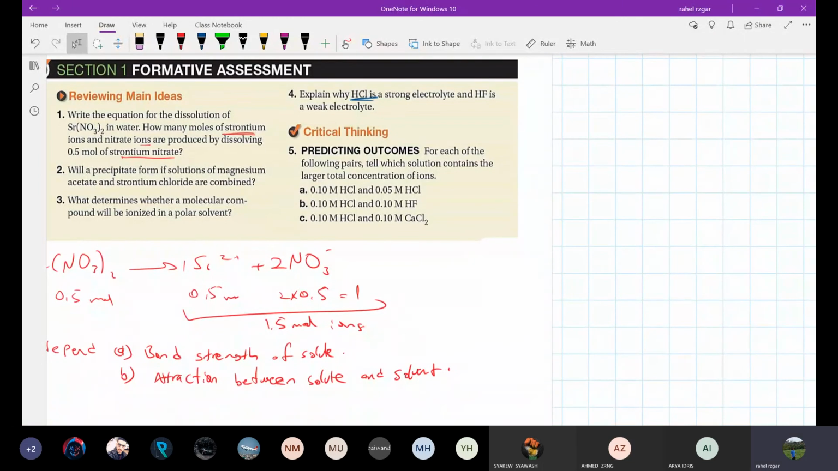Question 5. For each of the following pairs, tell which solution contains the larger total concentration of ions.